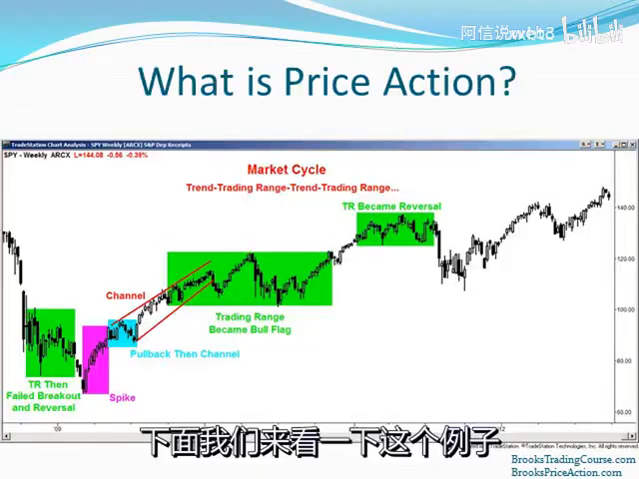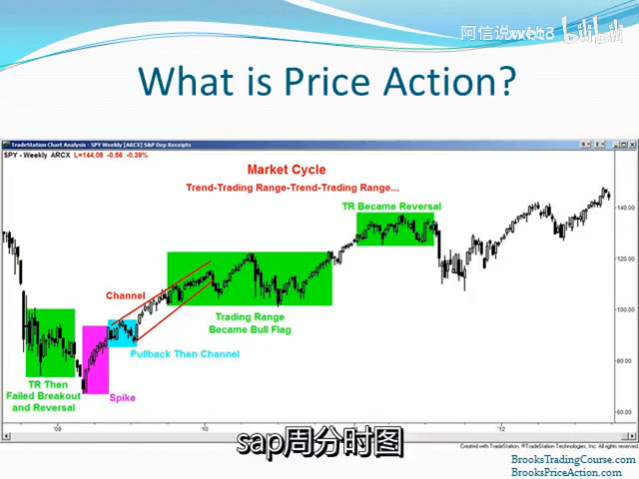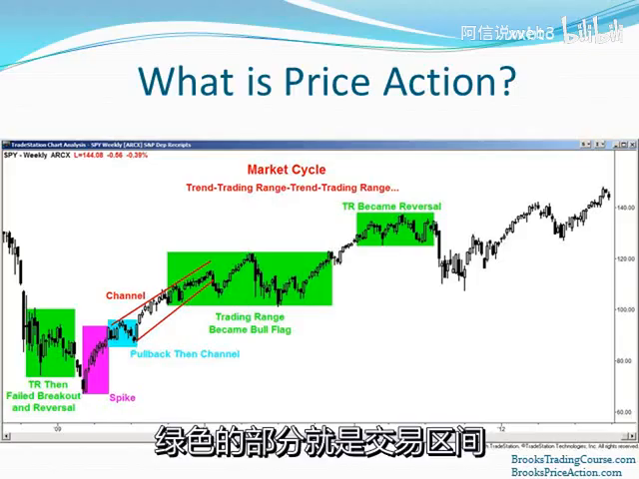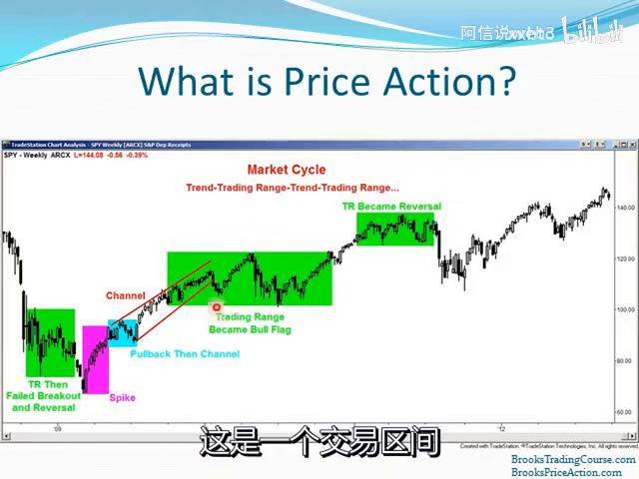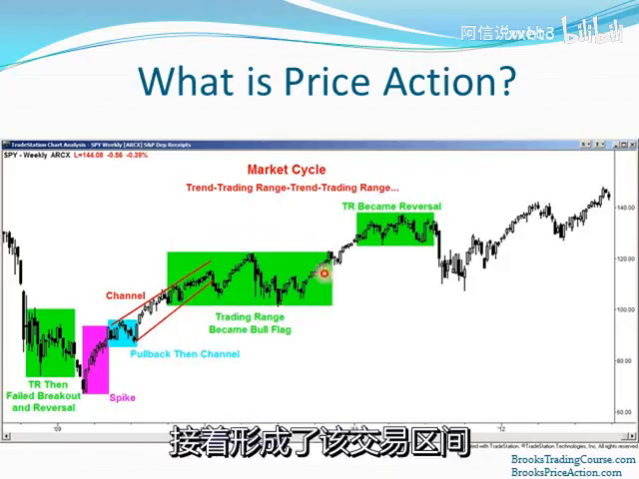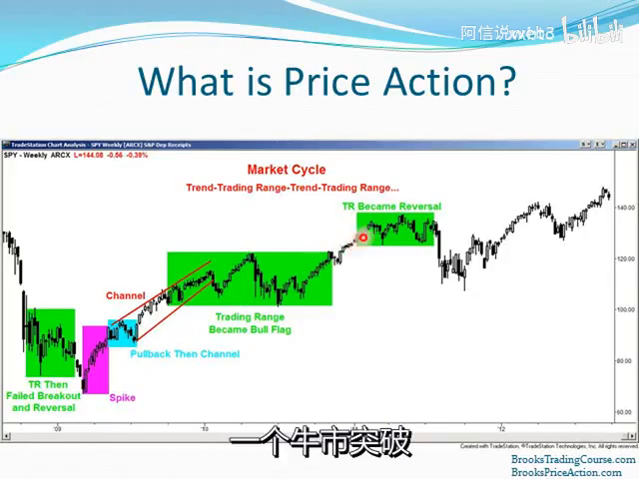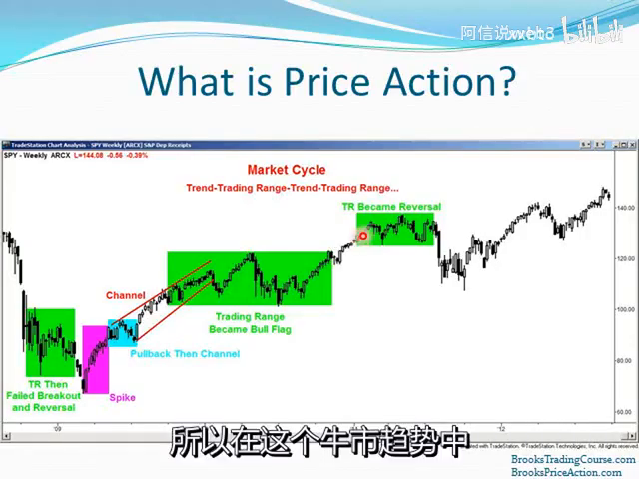This is an example of what I'm talking about. This is the weekly S&P chart. This is the SPY, and the green boxes are trading ranges. I'll look at the first one here. So we have a trading range. We had a bull trend leading up to it, and then a trading range. And the market broke out in the direction of the trend, the bull trend, right? So we had a bull breakout.